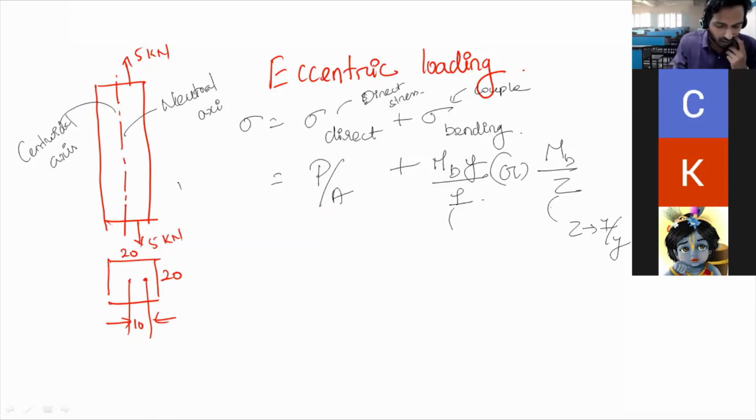Central axis is about the center of the area. If there is an area, its center is the centroidal axis. Whereas the neutral axis, if there is a bending load acting, for suppose a force acting here, it will try to bend this particular beam, right? When it bends, in the cross section one side will have tension acting and the other side will have compression acting. So if there is a load acting here, it will bend the beam like this.